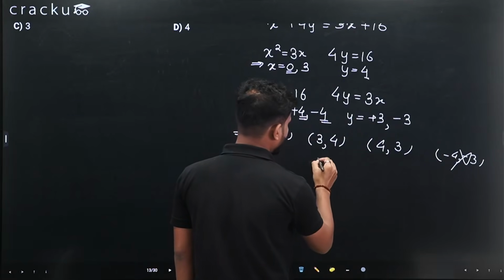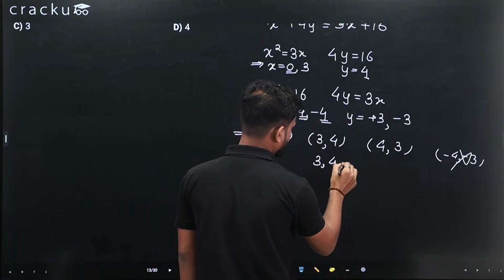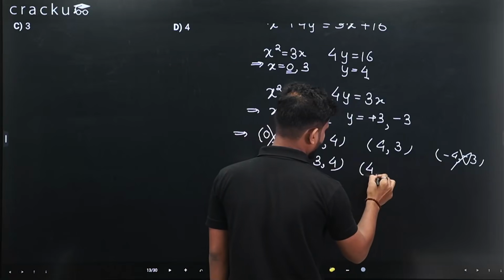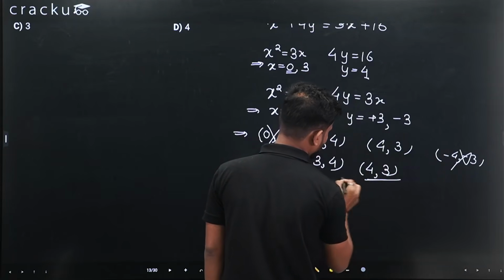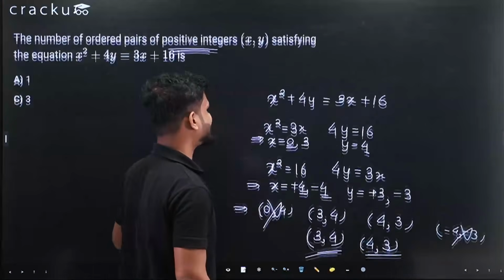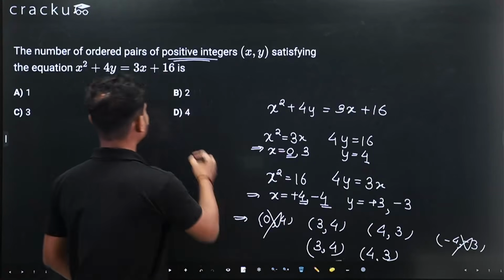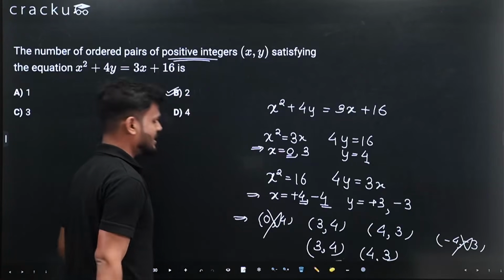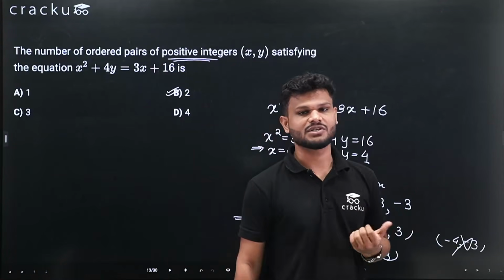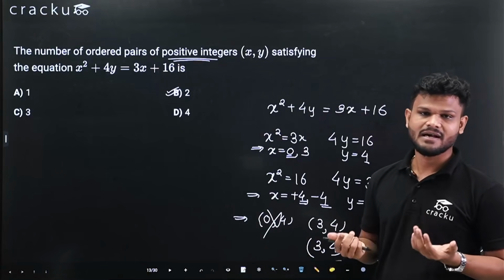So the ordered pairs 3 comma 4 and 4 comma 3 are the only ordered pairs which are positive integers and satisfy the given equation. So only two ordered pairs are there which satisfy the given equation. So option number B is the correct choice here.